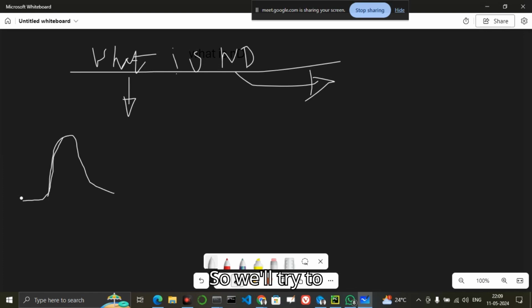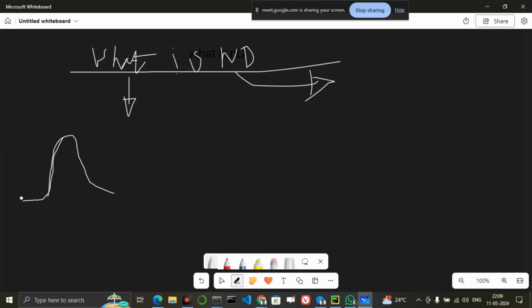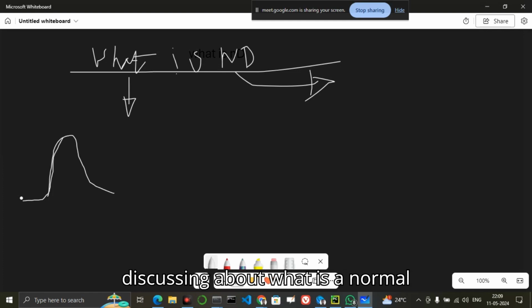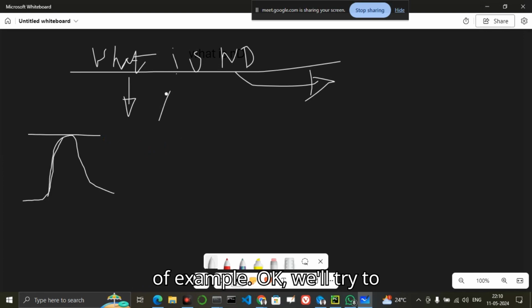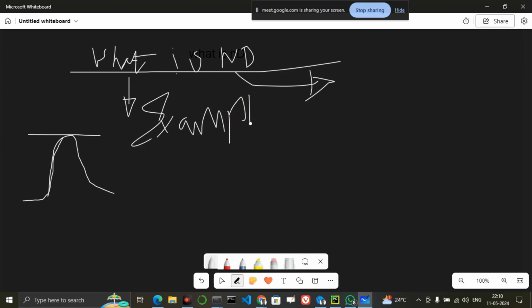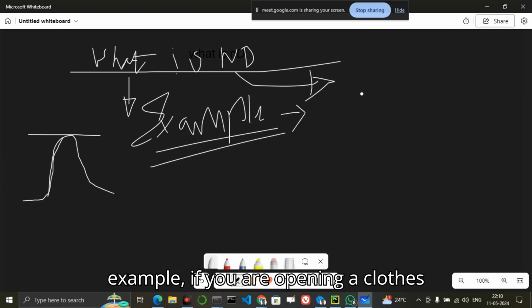We'll try to understand it with respect to one particular example. I will not be discussing the math around it. Let's understand this with the use case of a clothes store.